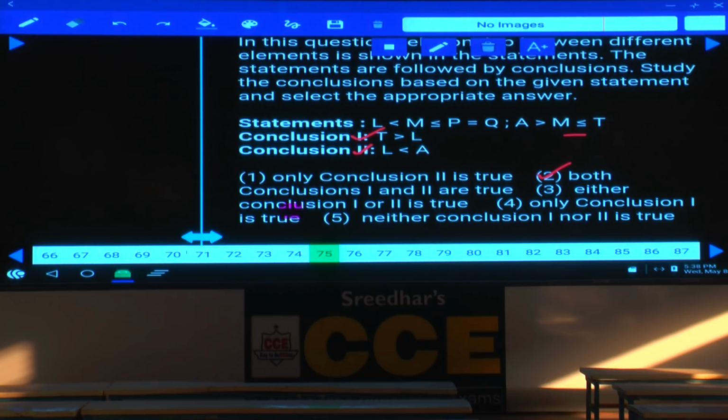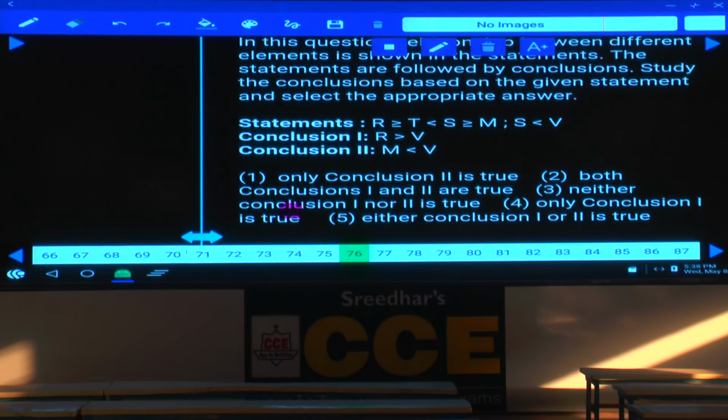75, choice 2. Then question number 76. In this, R and V. R lesser than S, S lesser than V, hence R lesser than V is true, R greater than V is false.